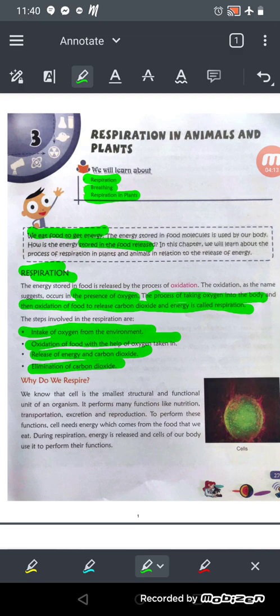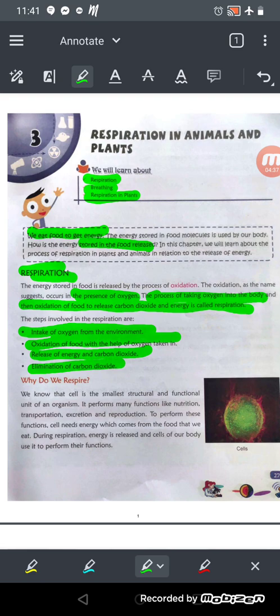So what we have learned is that in respiration we first take oxygen from the environment, right? Second, the oxygen goes to the body, and with the help of the process of oxidation, food breaks down into glucose. Food breaks down into carbon dioxide, energy and water, right?